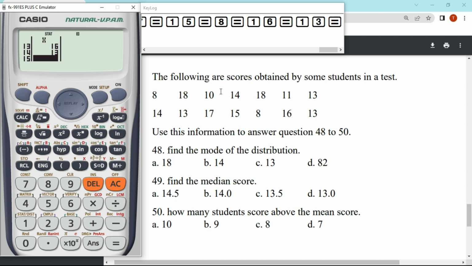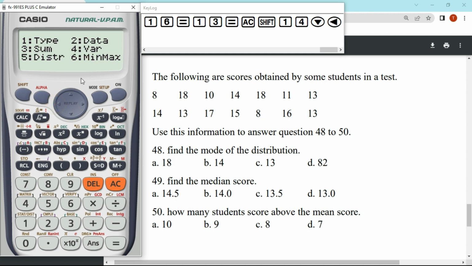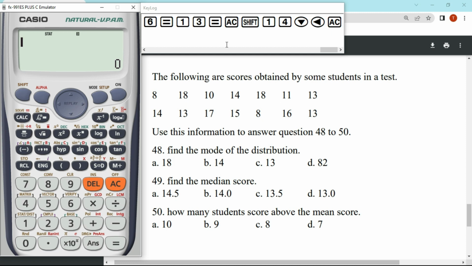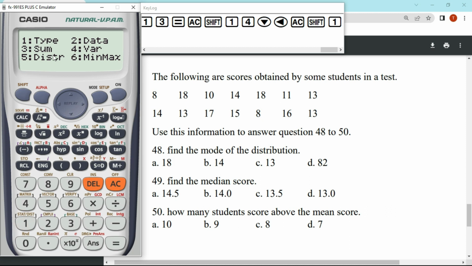So rather, I've inputted what? 14 figures. Let me count: 1, 2, 3, 4, 5, 6, 7. Multiply by 2, I have 14. So it means that I've inputted everything correctly. So I'll click on AC. Then I'll go to the distribution and click Shift and then 1, which is the distribution. Then I'll go into the distribution again, then I'll select number 6. And selecting number 6, we have number 4 to be the median.